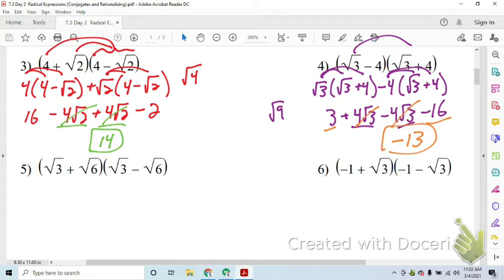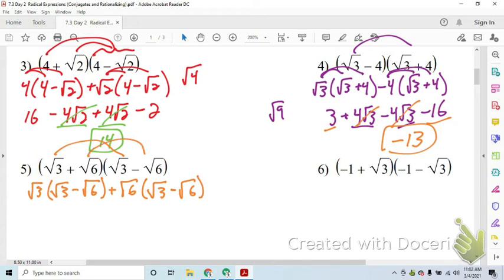All right, next up, I have root 3 times all this stuff. So root 3 minus root 6. Then plus root 6 times root 3 minus root 6. So then this times all that. So root 3 times root 3 is 3. Root 3 times negative root 6 is negative root 18.